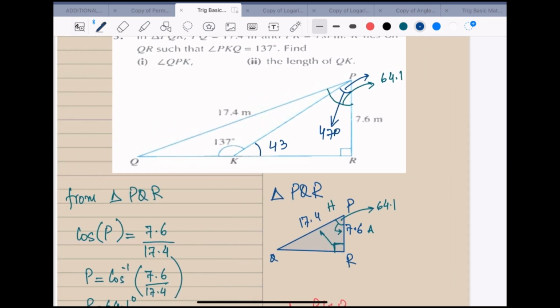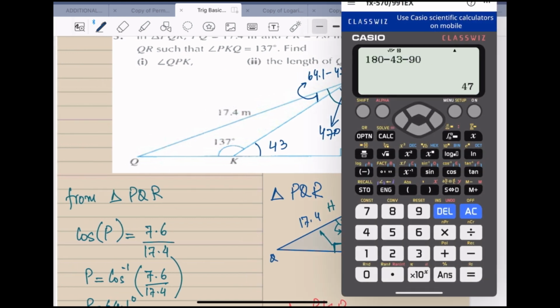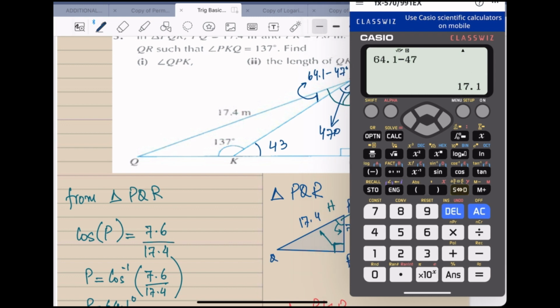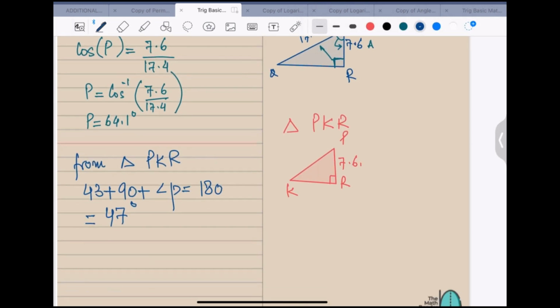Now, as angle is just the opening, and as you could see, the big angle, the green one, is 64.1, the small one is 47 degrees. This small portion is going to be hence 64.1 minus 47 degrees, which you can write as 17.1 degrees.